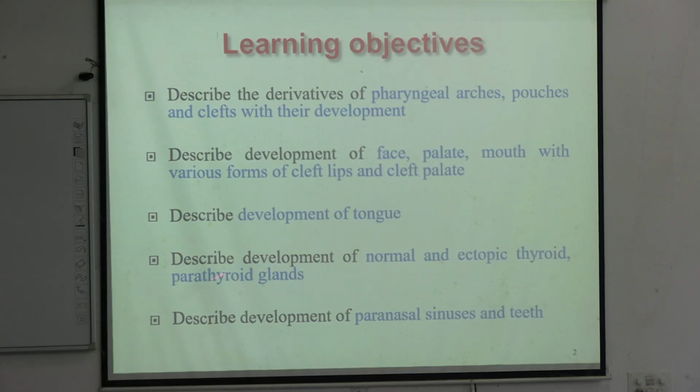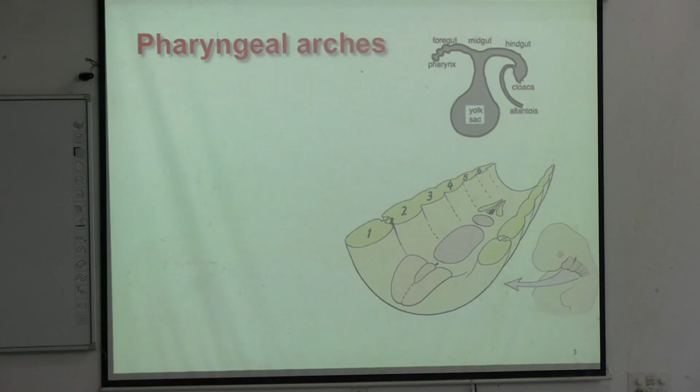We are going to talk about the parathyroid gland, a very important tiny gland but with enormous impact. And we are going to talk about the paranasal sinuses and teeth as well. This whole thing will be covered. So we start with pharyngeal arches.